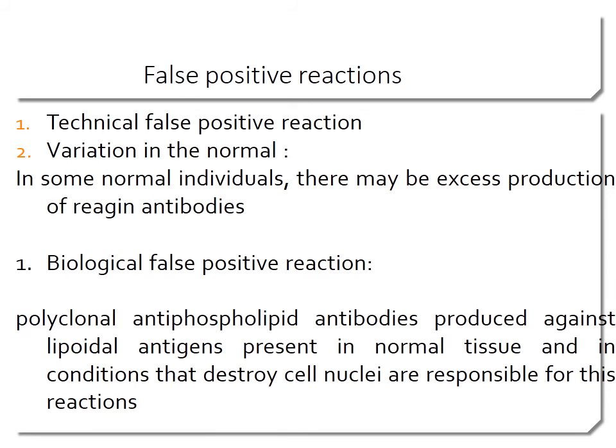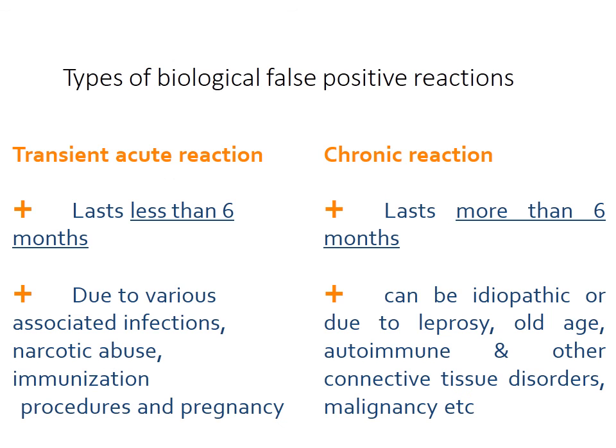Technical false positive reaction also occurs, which is a variation in the normal. In some normal individuals, there may be excess production of reagin antibodies. Biological false positive reaction: polyclonal antiphospholipid antibodies are produced against lipoidal antigens present in normal tissue and in conditions that destroy cell nuclei, responsible for these reactions. Transient acute reaction and chronic reaction are the two biological false positive reactions that occur.